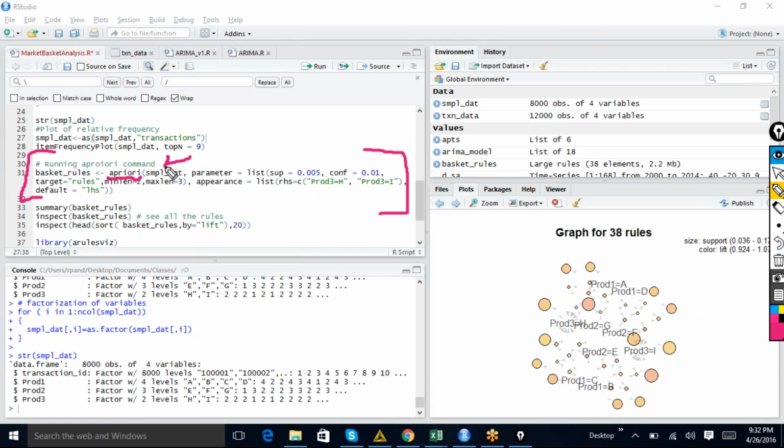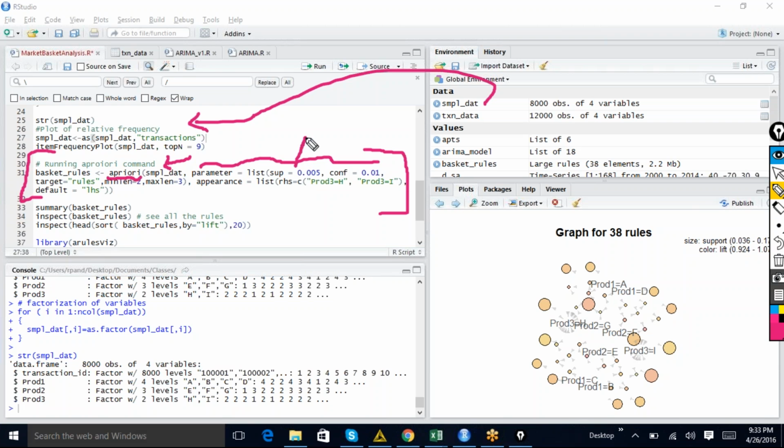We will tell it the name of the data, which is the sample data that we have created. We have taken a sample of the data. We're not running on the 12,000, we're running on 8,000. So we have just created a sample of the data. And then in the next, you are passing the parameter. Parameter is a list of the key factors that we should be looking at.